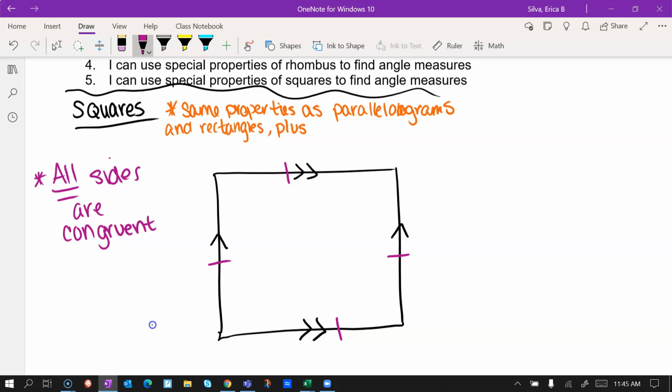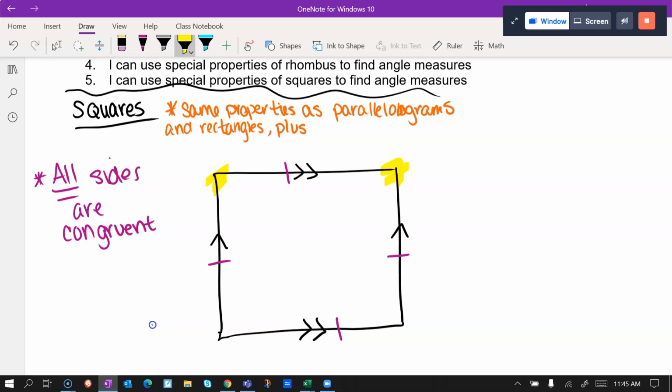Now, just like parallelograms, our angles, when they're next to each other, they're consecutive. That means that they're supplementary. So if I got this angle plus this angle, 180. If I got this angle plus this angle, they're equal to 180. If I got this angle plus this angle, they're equal to 180.